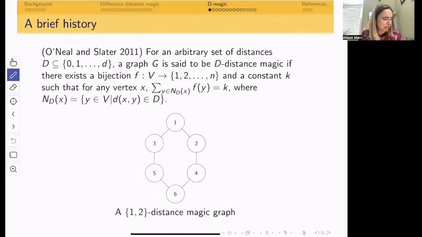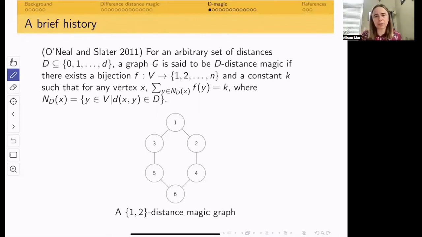D-magic labelings are another type of labeling that I've been working on. This definition is similar to what we saw before. Again, this is the undirected definition, and it's the same idea. We're going to label the vertices one up through n, that's what I like to do as the bijection. And we're going to look at D distance magic labeling, where D is a distance set.